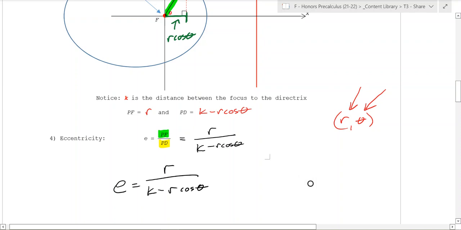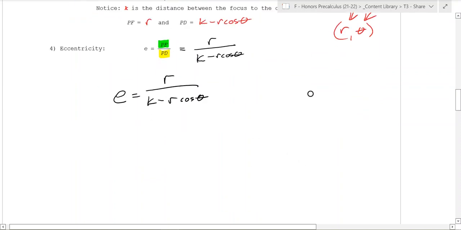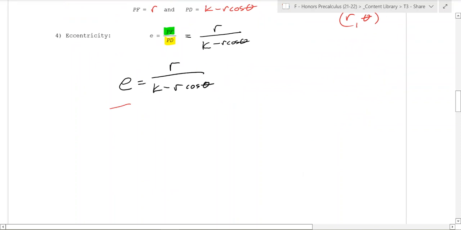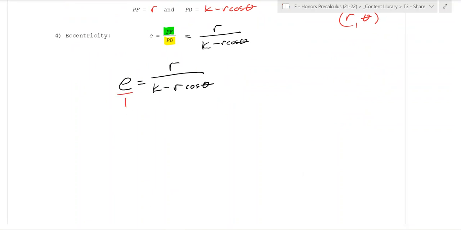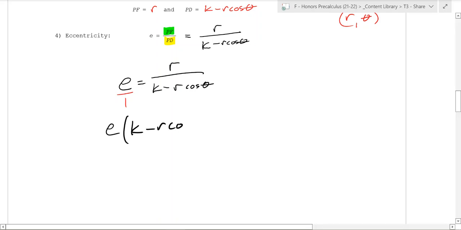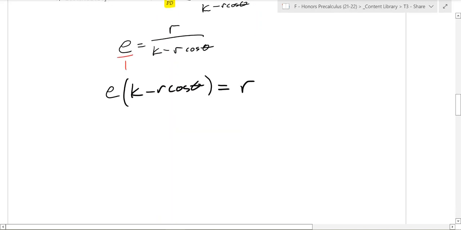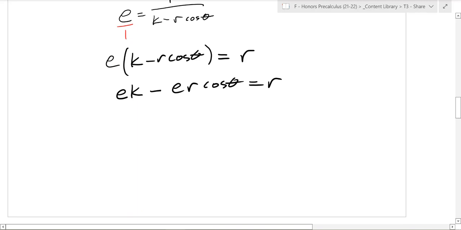So let's do some rearranging here. What we're going to do is first cross multiply. I'll make this e over 1. So when I cross multiply, I end up with e times k minus r cosine theta equals r. I'm going to distribute, so I get e times k minus e times r cosine theta is equal to r. So what that means is that ek is equal to r plus er cosine theta.